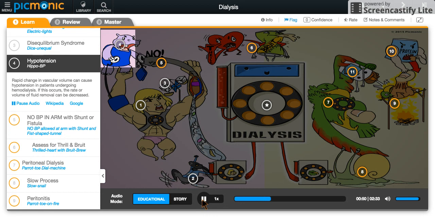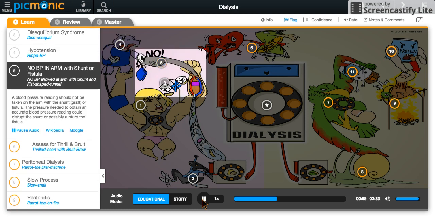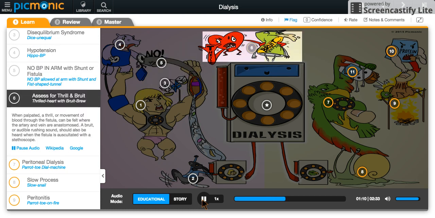Additionally, a rapid change in vascular volume can lead to hypotension, shown by the hippo-BP who is attempting to monitor the blood pressure and is also shouting that no taking of the BP is allowed in the arm with a shunt or a fistula. This is because the pressure needed to obtain an accurate blood pressure reading could disrupt the shunt or possibly rupture the fistula. It is important to assess for a thrill or bruit, shown by the thrilled heart with bruit brew.